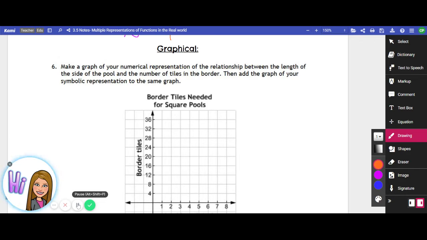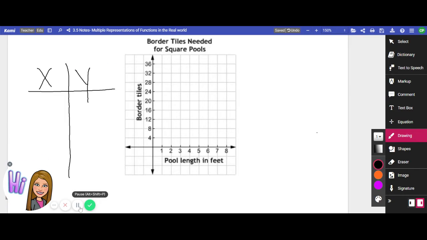So I'm just going to actually copy it onto here. I'm going to rather largely write it off to the left here. So our x variable, our independent variable, which is running across the bottom x-axis, would be our pool length in feet. While our y value is our vertical, which is our number of border tiles.